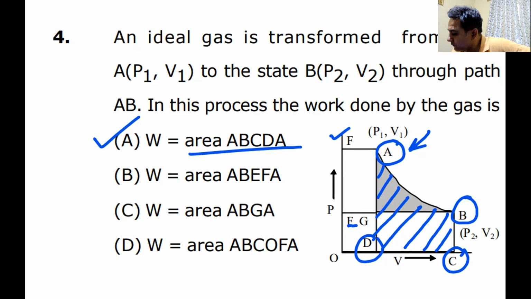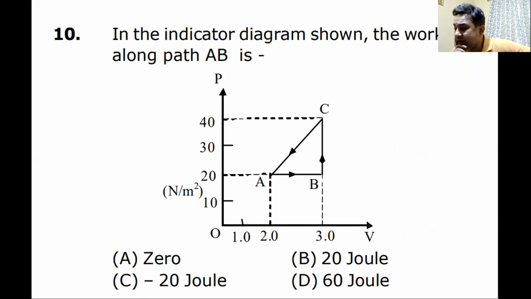Okay. Again, only questions based on graph, and this is the next one. In the indicator diagram, remember whenever someone says indicator diagram, an indicator diagram is nothing but a PV graph. In the indicator diagram, the work done along the path AB from A to B. You have to tell me what is the work done. Pressure is given in Newton per meter square. Volume, I think, is given in meter cube, not mentioned here, but it should be in meter cube.